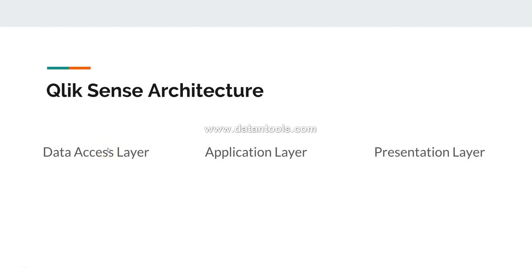And in this video, I will tell you the Qlik Sense architecture. As you can see here, we have three different layers within the Qlik Sense architecture at a high level. The first layer is the data access layer. The second layer is the application layer. And the third layer is the presentation layer.